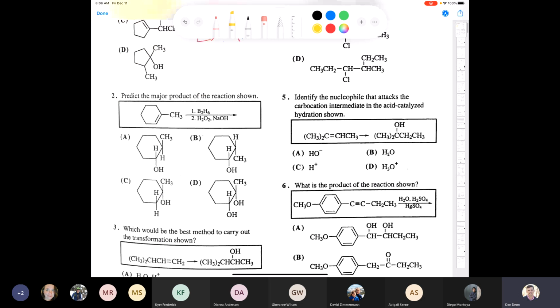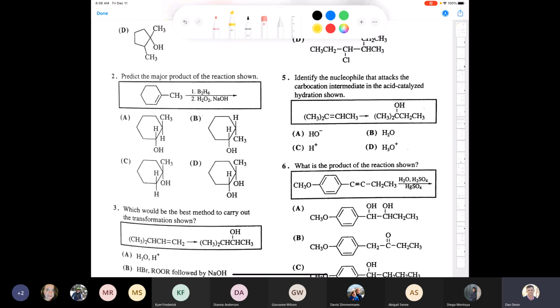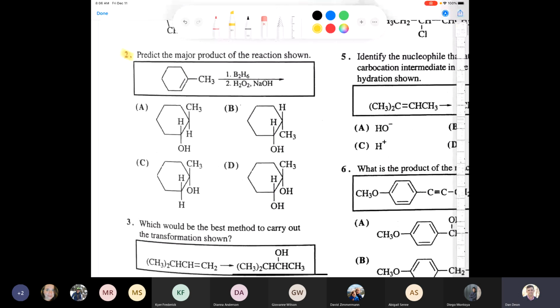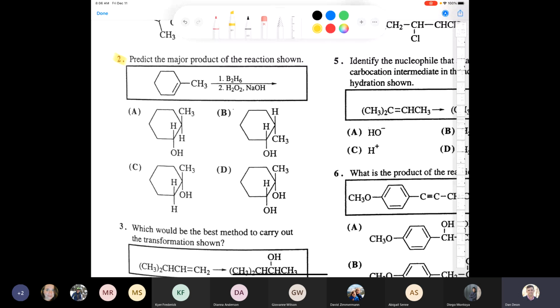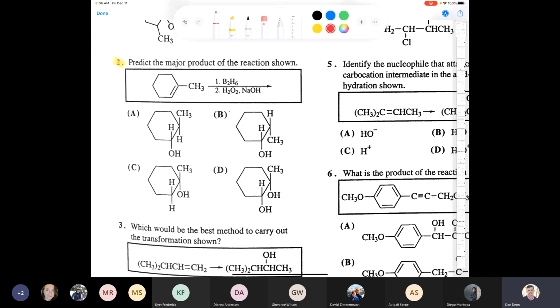Okay, let's move on. Let's take a look at question number 2. It says, predict the major product of the reaction shown. Now, this is kind of an interesting problem here because it's presented a little bit differently than our textbook does, but I went over it with you in class. And so we're taking this 1-methyl cyclohexene and we're treating it with B2H6. So that's diborane. B2H6 is diborane. And then the second step should look very familiar to you, hydrogen peroxide and sodium hydroxide. So these are the conditions for anti-Markovnikov addition of water across a double bond.